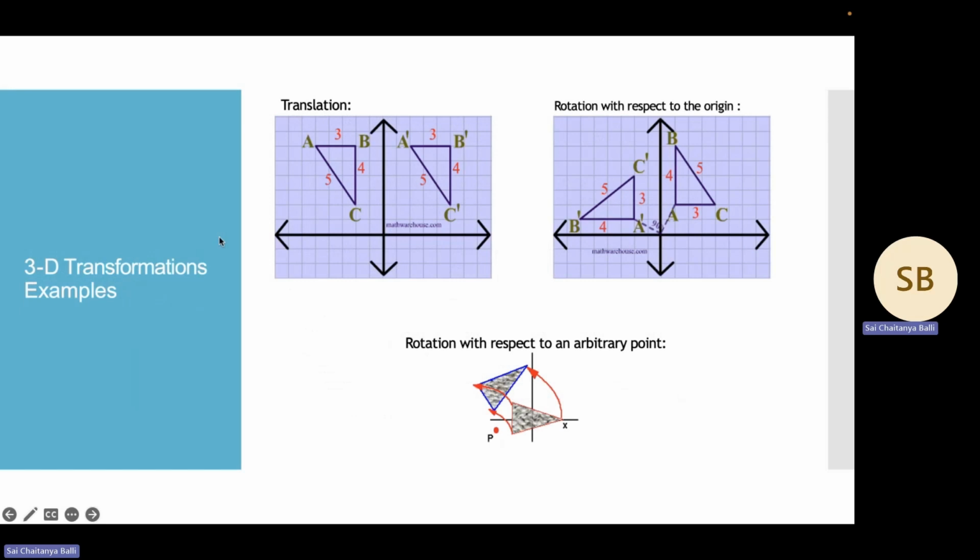So let us look at some 3D transformation examples. Over here, this is a 3D translation example, how we are translating a three-dimensional object. And same goes with the rotation with respect to the origin. Over here, same with rotation with respect to an arbitrary point.